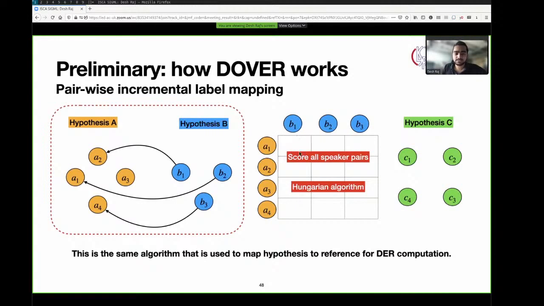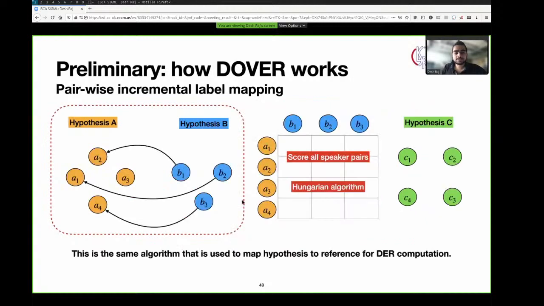So for example, this entry here would denote what's the score if you map B1 onto A1. You would compute that by computing their relative overlap in the whole recording. So you would compute how often they correspond to the same time segments and so on. And so this is a simple application of the linear sum assignment problem.